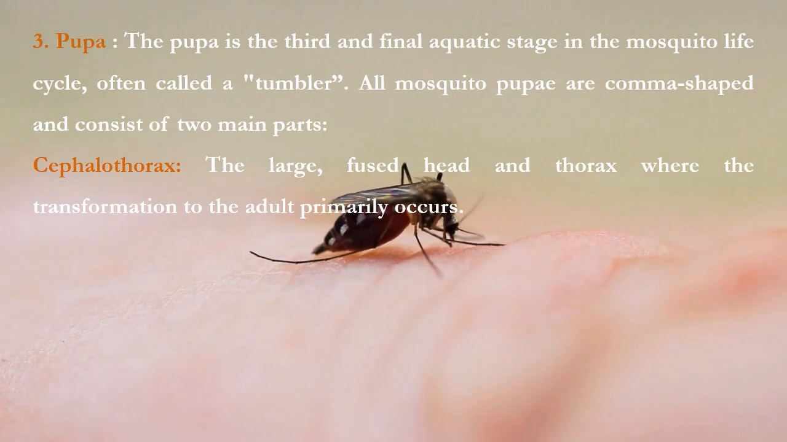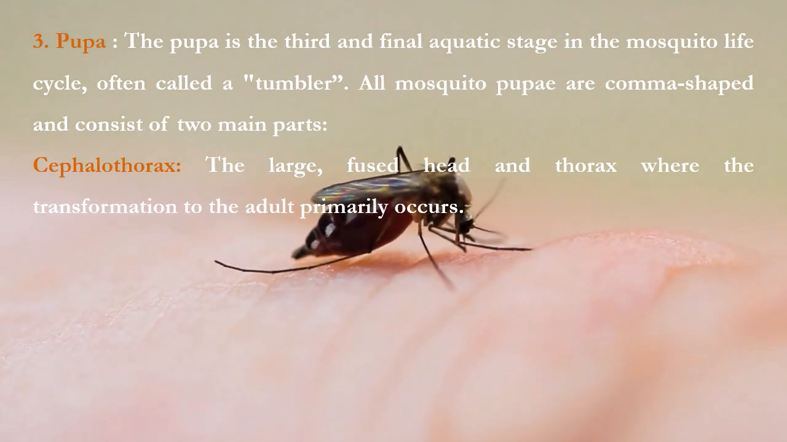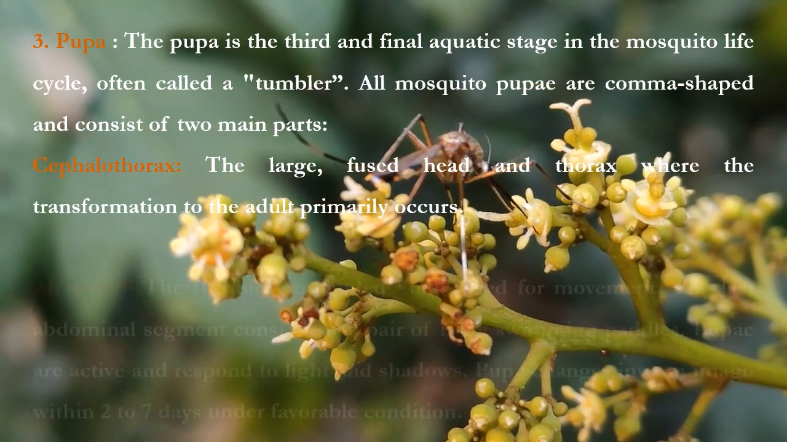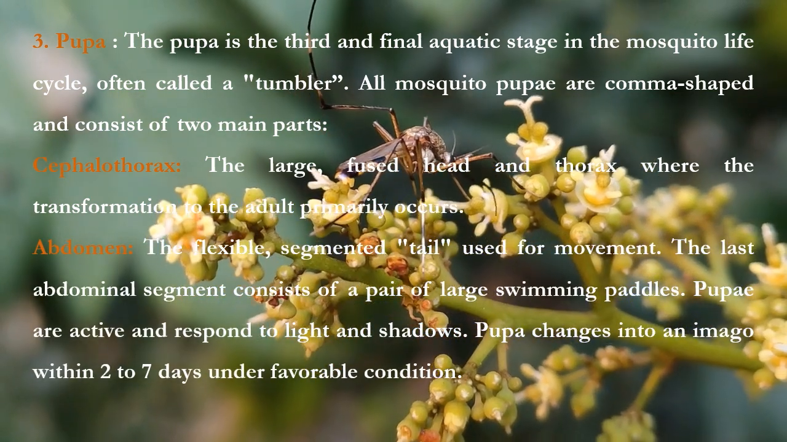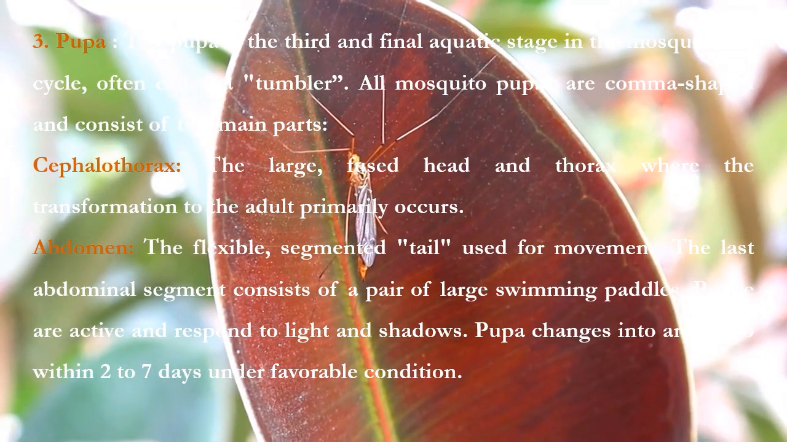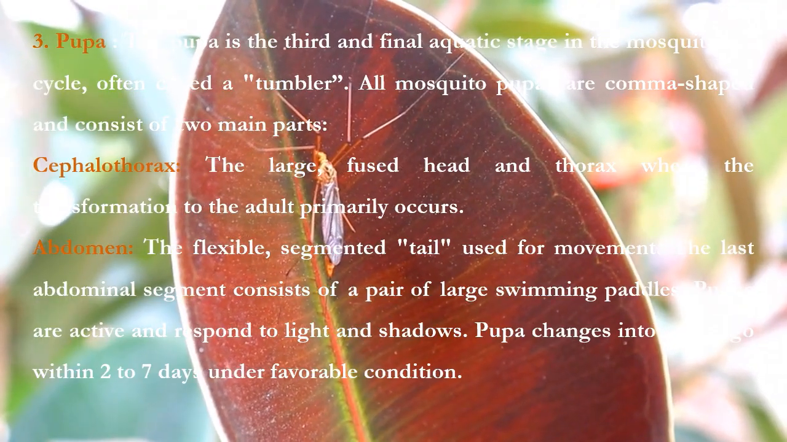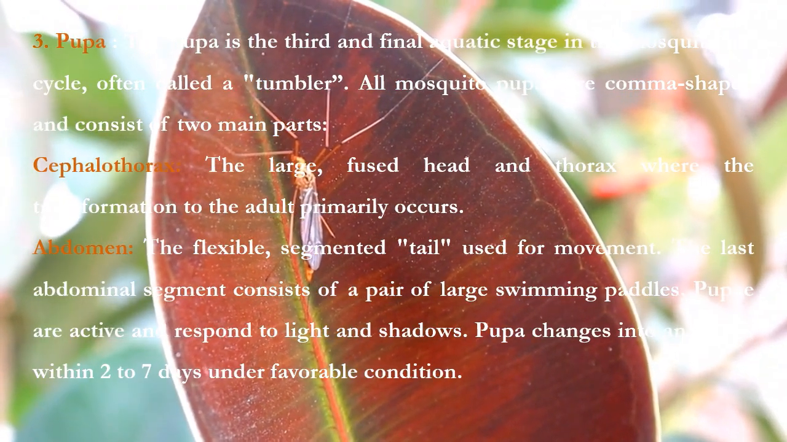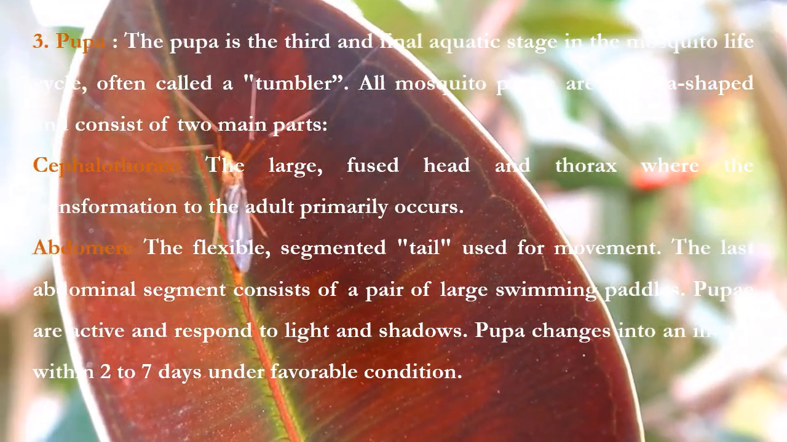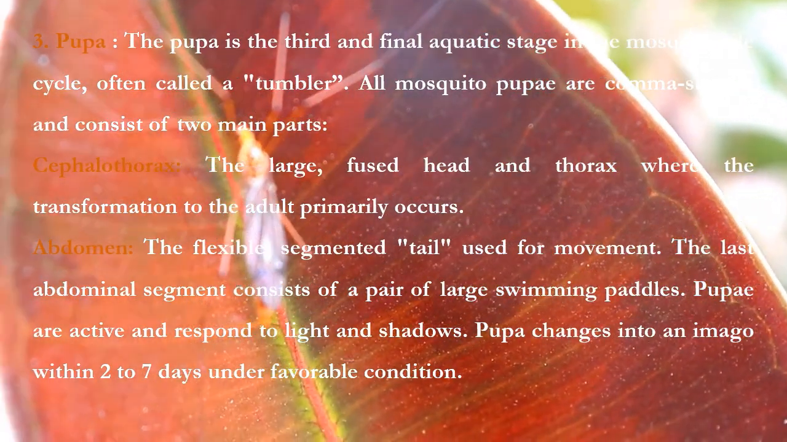Pupa of mosquitoes. The pupa of a mosquito is the third and final aquatic stage in the mosquito life cycle, often called a tumbler. All mosquito pupae are comma-shaped and consist of two main parts, the cephalothorax and abdomen. The cephalothorax is the large fused head and thorax where the transformation to adult primarily occurs. The abdomen is a flexible, segmented tail used for movement. The last abdominal segment consists of a pair of large swimming paddles. Pupae are active and respond to light and shadow. Pupa change into an imago within 2 to 7 days under favorable conditions.